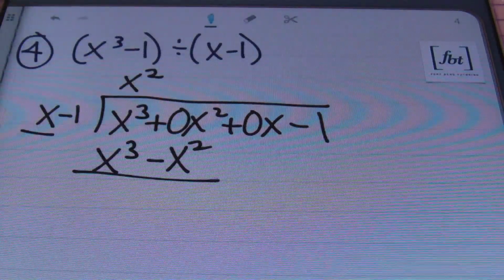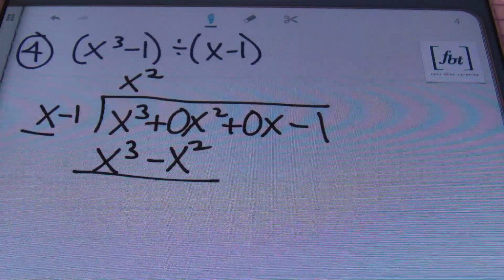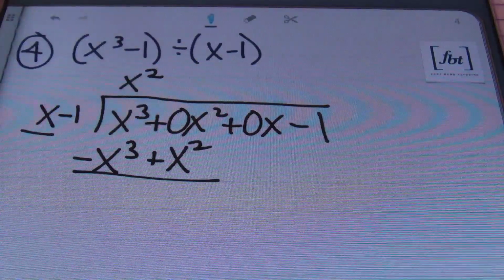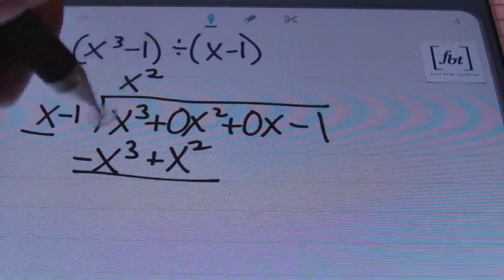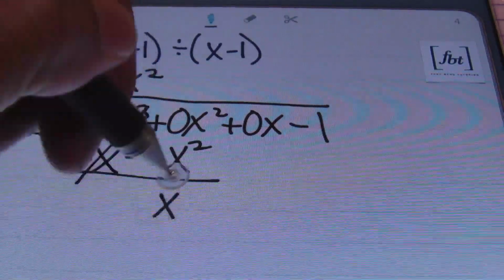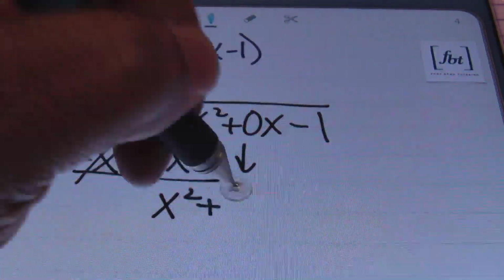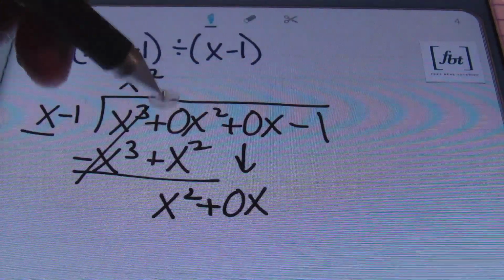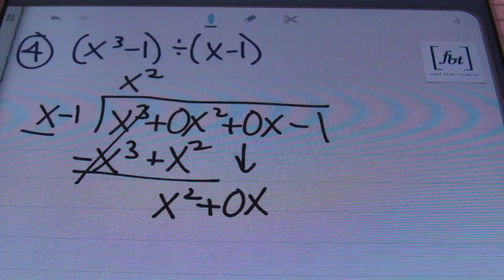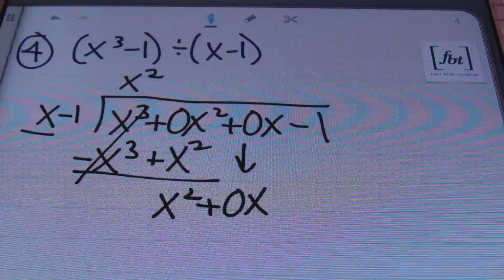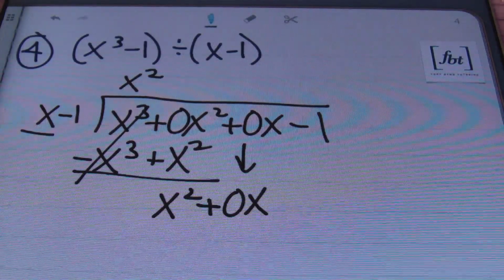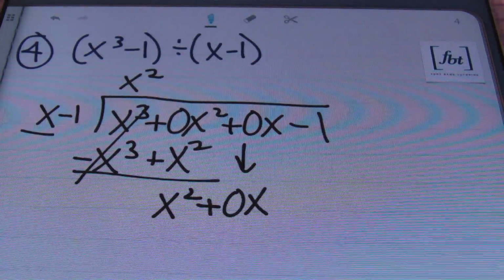All right, and then what do I need to do? Exactly, I need to change the signs. So this becomes a negative x cubed, this becomes a positive x squared, and the x cubes will cancel out. Then 0x squared plus x squared is just x squared, and then I'll bring down that placeholder of 0x. Notice that because I had my placeholder, I was able to line up these like terms of x squared here. If I didn't have that there, it's going to screw up everything, okay? So it's good to use those placeholders to organize the information.